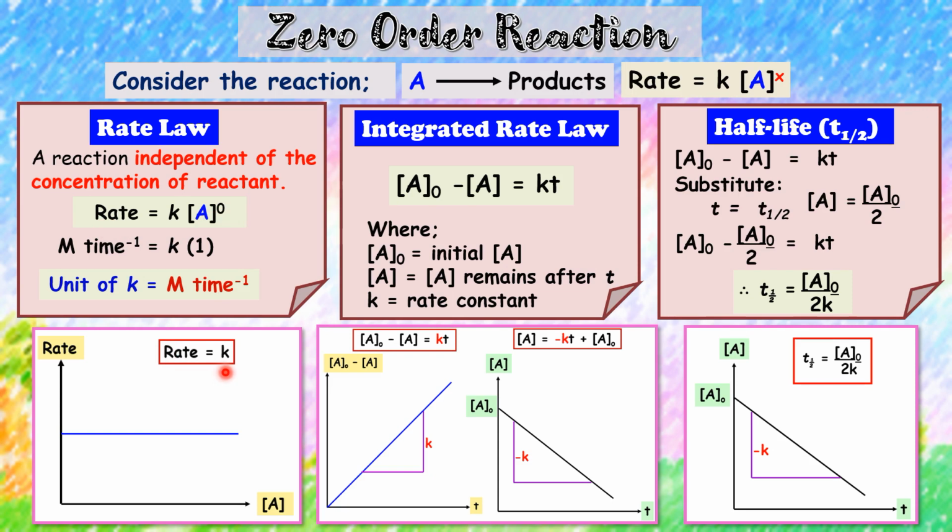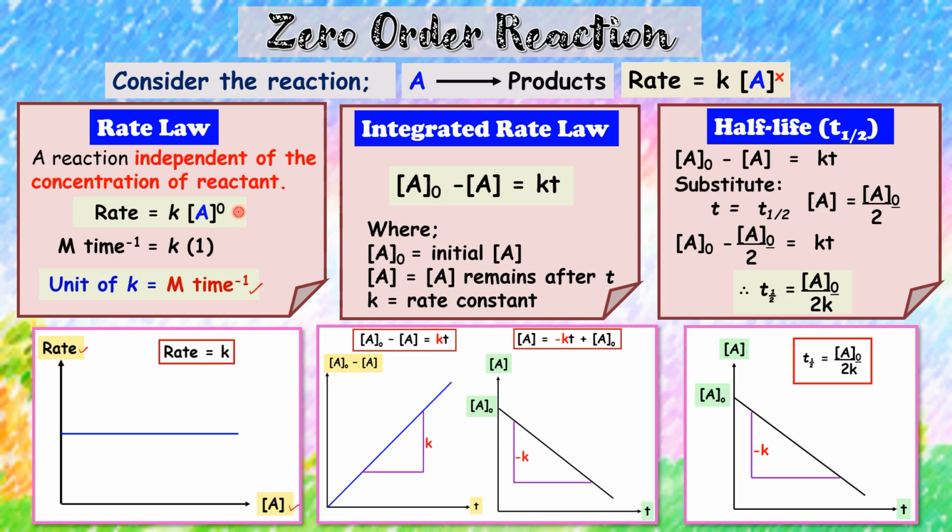Right? So when we substitute the unit of rate, that is molar per time, into the rate law for zero order, we get molar per time equals k times 1, because the concentration of A to the power of 0, anything to the power of 0, becomes 1. Therefore, the unit of k for zero order is molar per time. When we plot a graph of rate versus concentration of A, we get a constant line, because rate equals k.